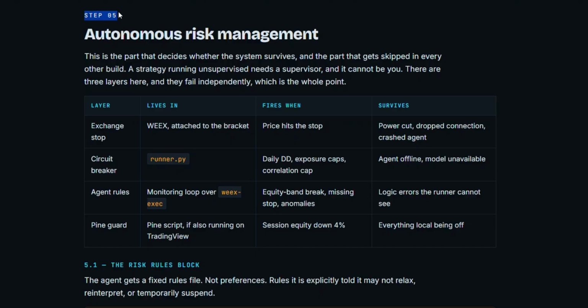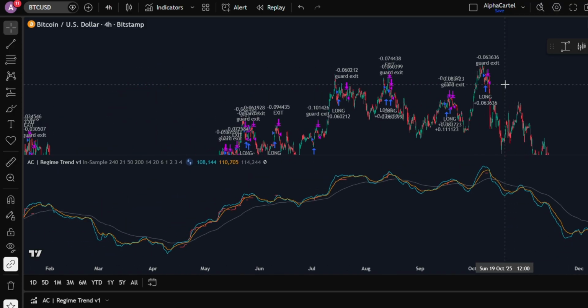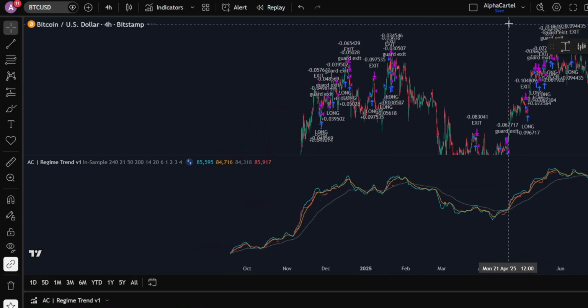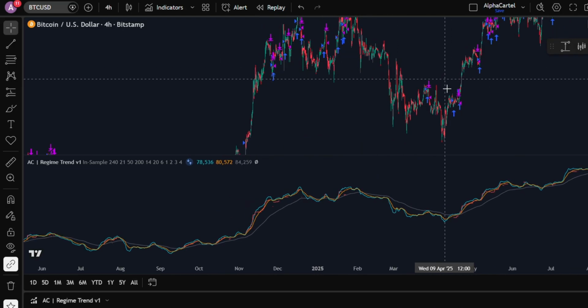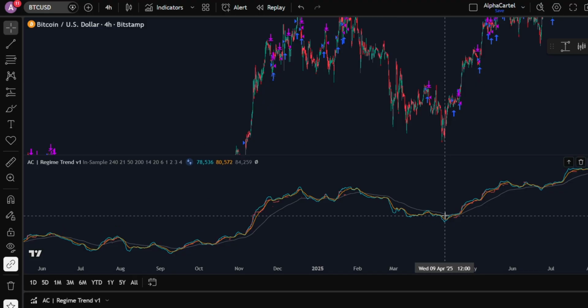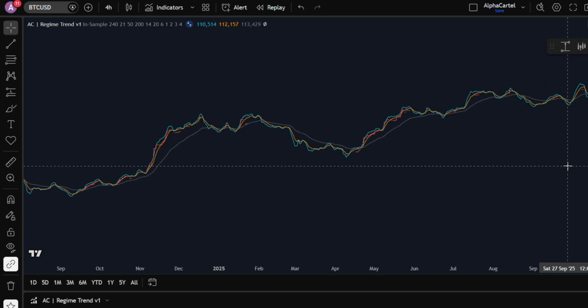Step 5. This is the part that decides whether the system survives and the part that gets skipped in every other build video. A strategy running unsupervised needs a supervisor, and it cannot be you. There are 3 layers here, and they fail independently, which is the whole point. Layer 1 lives on the exchange. The stop attached to the bracket is sitting on WEEX's servers. Your machine can lose power, your internet can drop, the agent can crash, and that stop is still there.